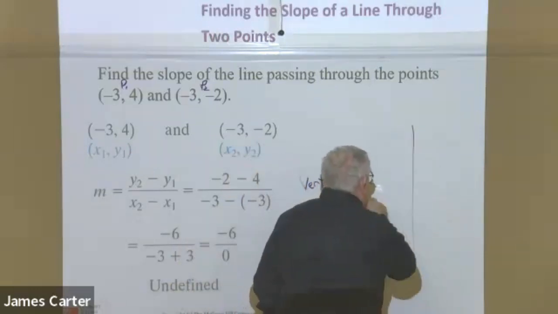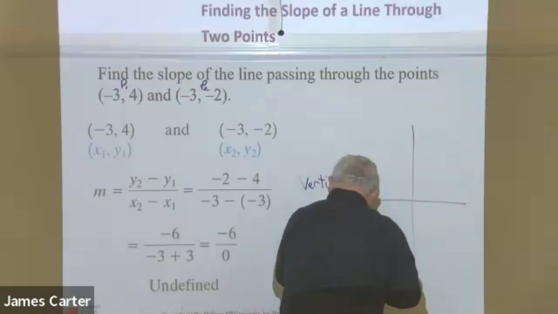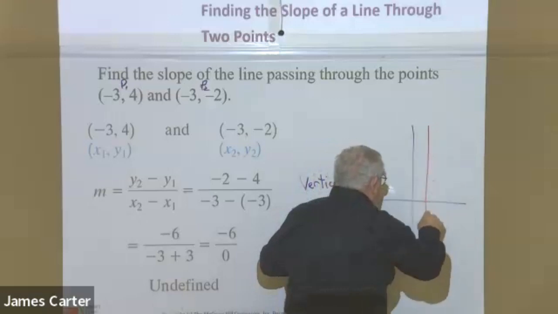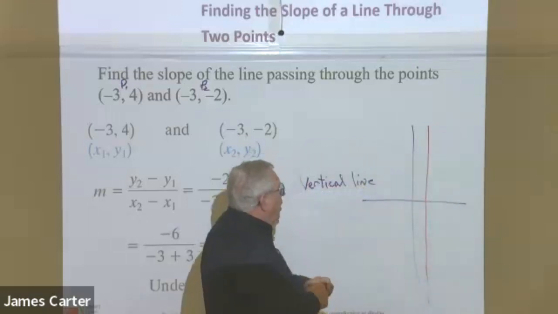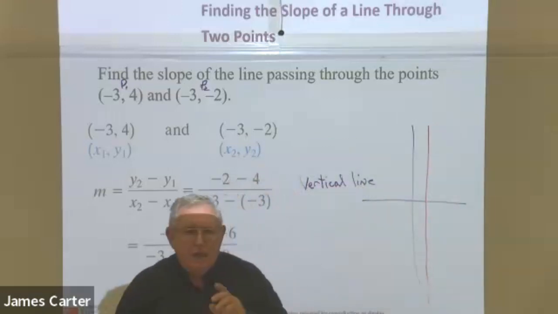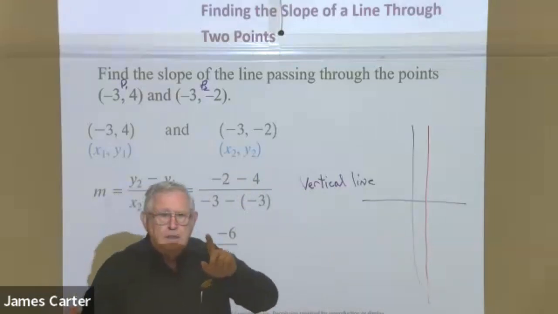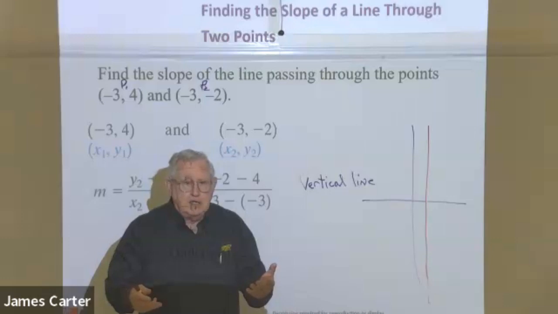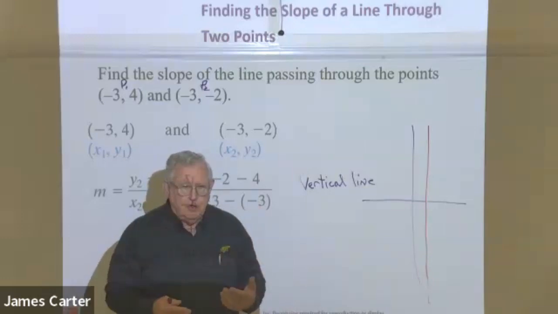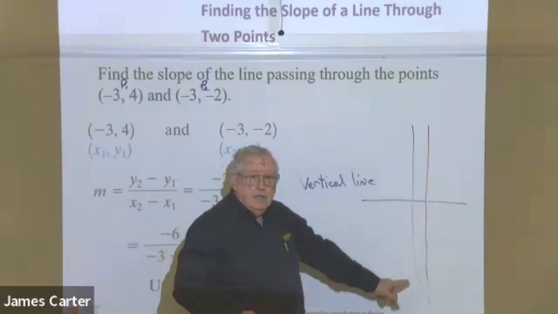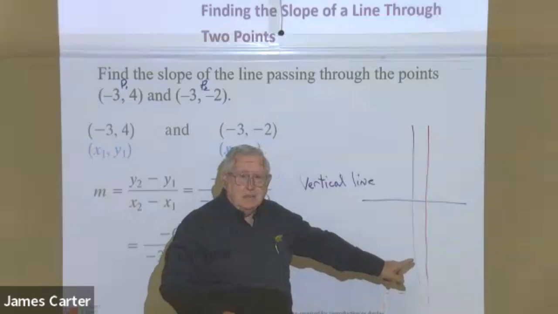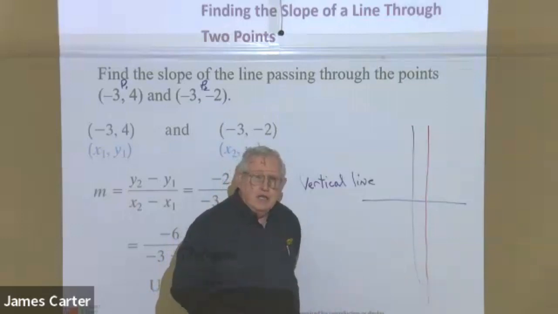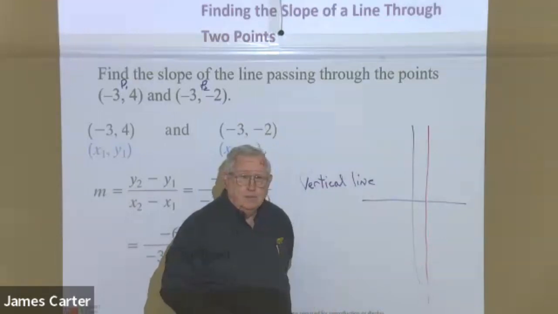Okay, XY axis, vertical line. What this is saying is that that line, and you won't find this worded this way in a textbook, but logically for you, that line is infinitely steep. We can't measure it. Therefore, it's undefined slope.